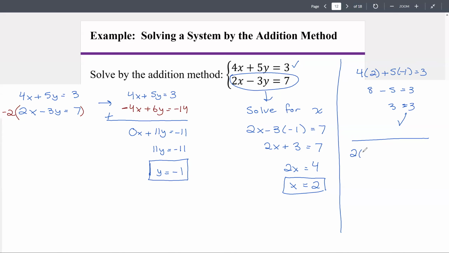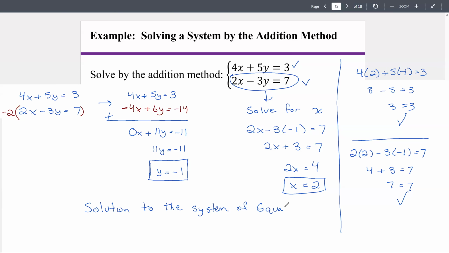That was if we found a solution. So we got 2 times 2 minus 3 times -1 equals 7. So we get 4 plus 3 equals 7. 7 equals 7. So what we have here is that 2 and -1 are a solution to this one as well. So the solution to the system of equations is x is 2, y is -1. So they're xy pairs.